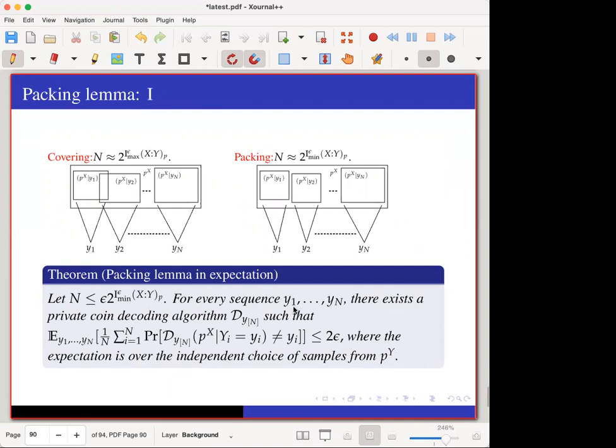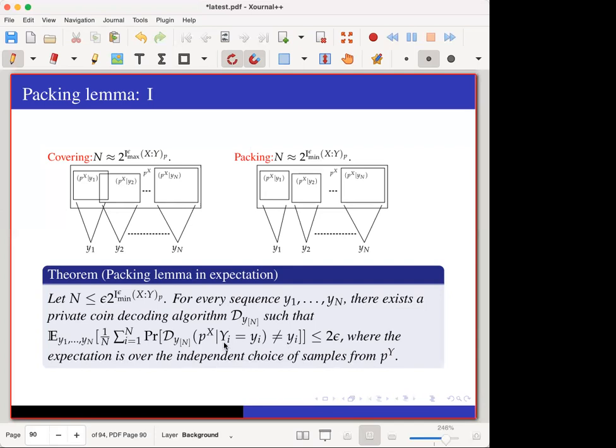Now the claim is, for every sequence of symbols y1 to yn, there exists a private coin decoding algorithm which depends on this sequence. It is tailor-made for the sequence such that the following thing holds. The private coin decoding algorithm is fed a sample. How is the sample made? My sample is from y1 to yn. Choose yi with probability 1 by n. Generate a sample from the conditional on x given yi and feed it to the decoding algorithm. The decoding algorithm will try to guess what is this yi from which it came.